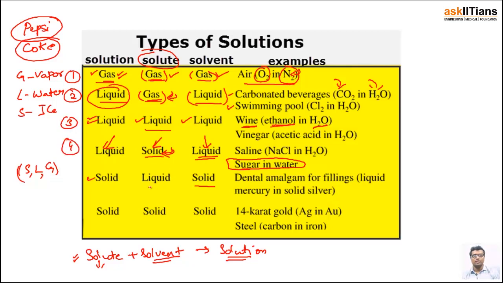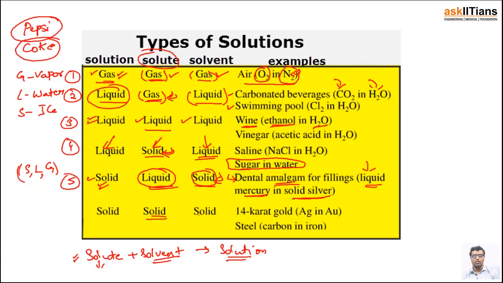Next, you have a liquid solute and a solid solvent. This is generally seen in dental amalgam for fillings. This is also an important example where your solute is a liquid but the solvent is a solid. It is a rare example you will find. Here the liquid mercury is acting as a solute, and solid silver, which is present in very high quantities compared to the liquid mercury, is considered the solvent, and the resultant solution is also solid. So this is the fifth type which is possible.